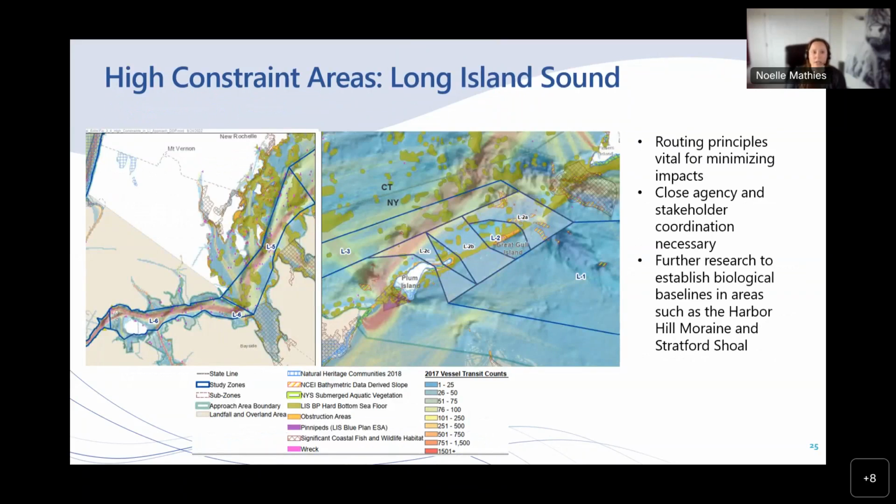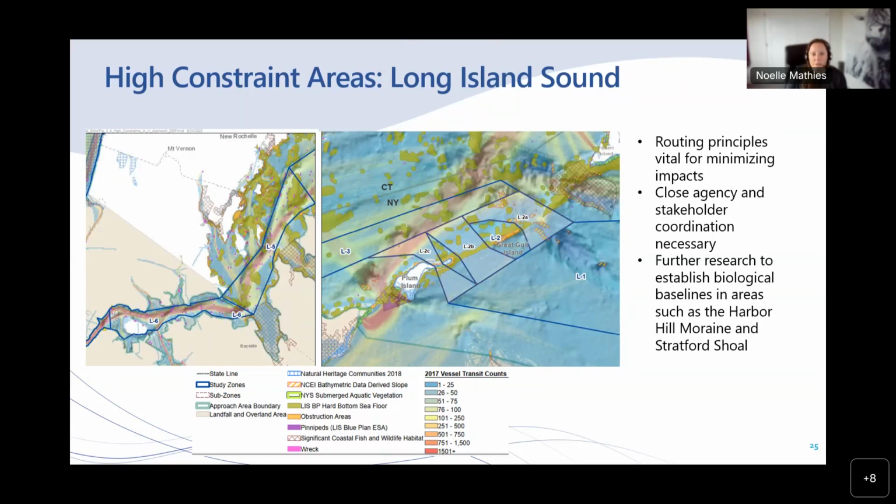Western Long Island Sound and the entrance to East River on the left, and the Harbor Hill Moraine on the right. The symbology is the same in both figures. Hard bottom is represented by the yellow-green polygons, and areas of scour from swift currents are visible in the dark blue areas in the right side of the right figure, just above that small L1 label.